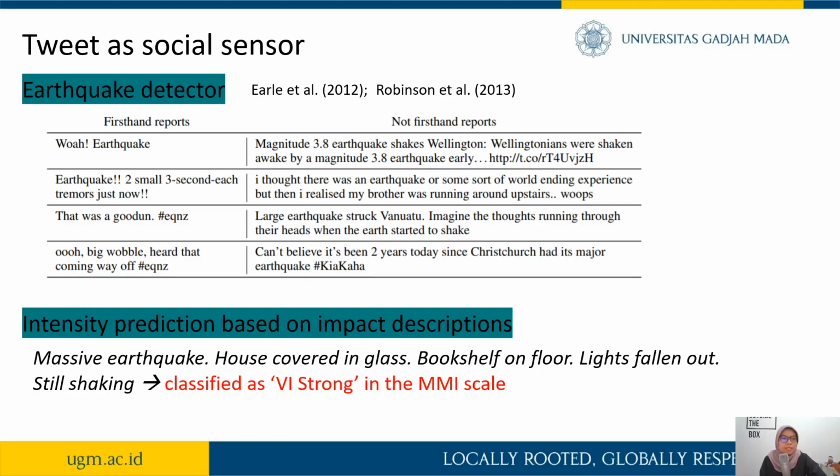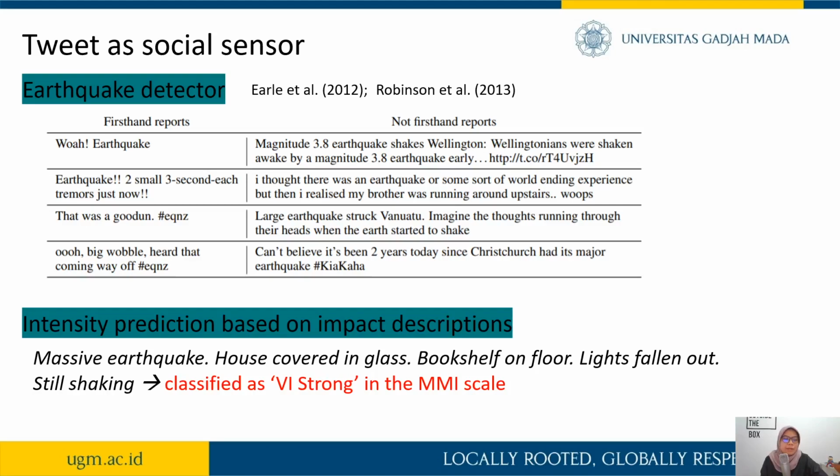So from these tweet posts, they are trying to differentiate or classify between the positive, first-hand reports and not first-hand reports. And also from this, they suggest some future work for intensity prediction based on impact description.